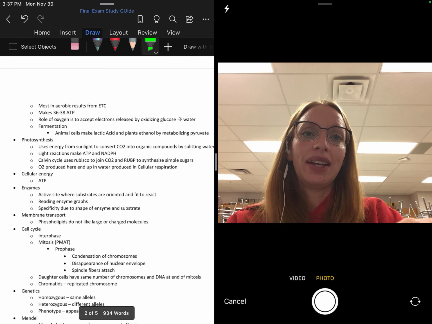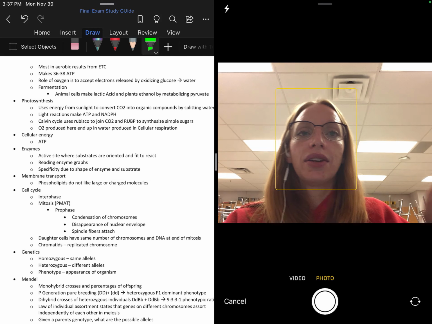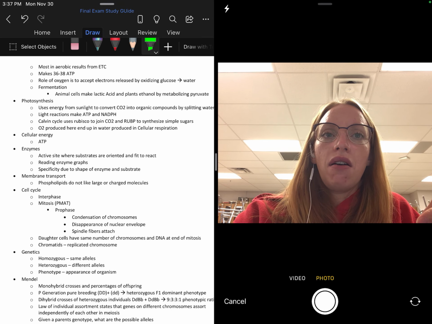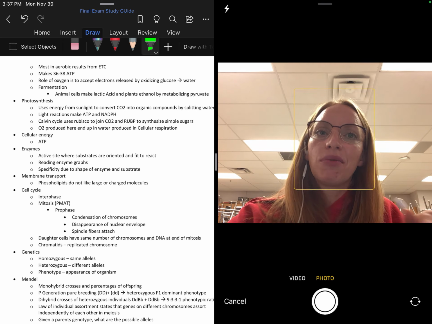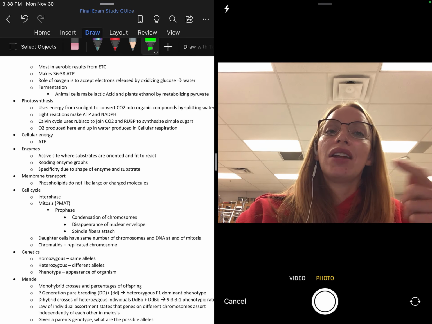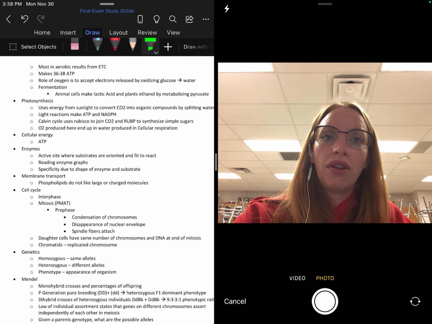You have questions about cellular respiration. In aerobic respiration, most of the ATP, that's what it should say, most ATP in aerobic respiration results from the electron transport chain. You get very little of it in the other steps.